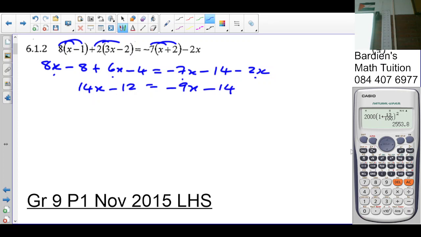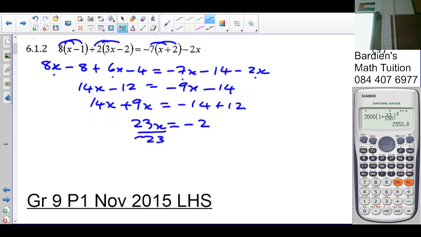x on one side, numbers on the other side. 14x plus 9x is equal to negative 4 plus 12. 14x plus 9x is 23x, and negative 2. Divide by 23 on both sides. So x is equal to negative 2 over 23. Is that correct? Yes. Alright, any confusion here? No?